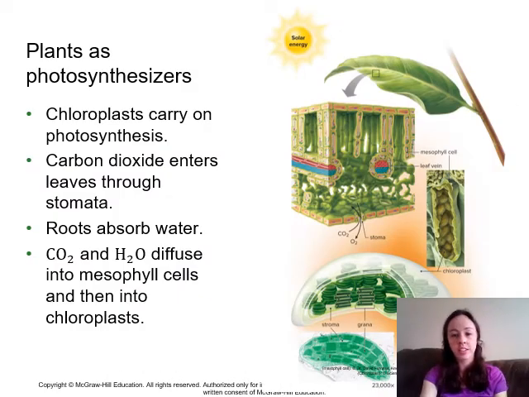Photosynthesis will take place in a small organelle called the chloroplast, which is this organelle here. And they contain pigments called chlorophyll that will make it and the plant green. Chloroplasts are located in cells called mesophyll cells. Carbon dioxide will enter into the leaves through small holes called stomata, and then water will enter into the plant through the roots. Water and carbon dioxide make their way into the mesophyll cells and then into the chloroplast.